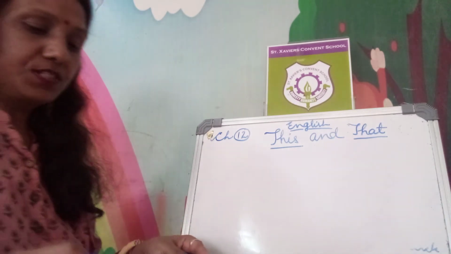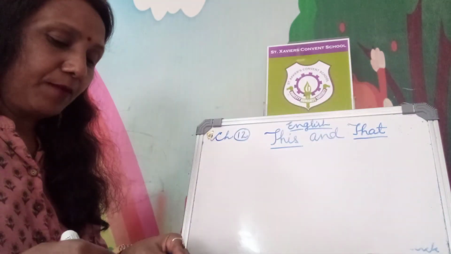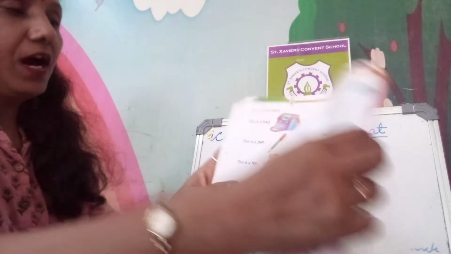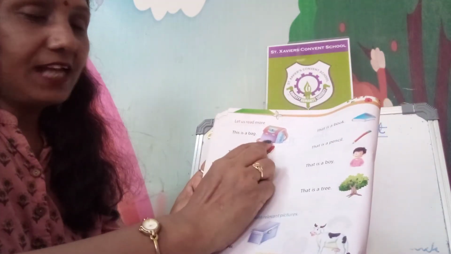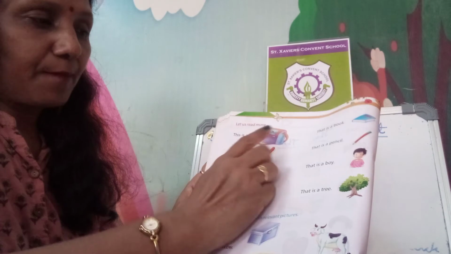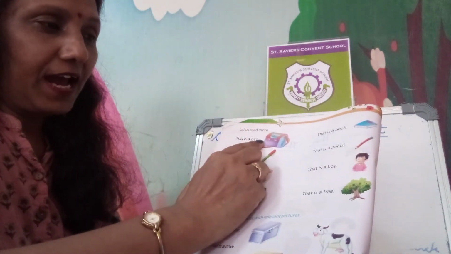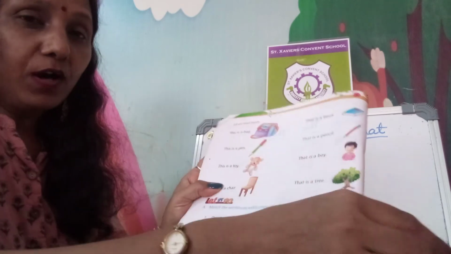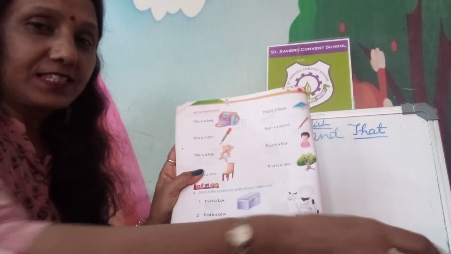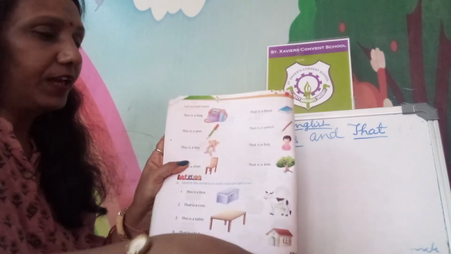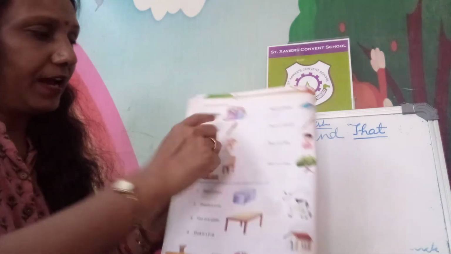Now here you see, in your book, page number 62. Read more about what is that. This is a bag. Things are near and things are far. This is a bag. That is a book. Book is very far, and bag is near. So this is a bag.